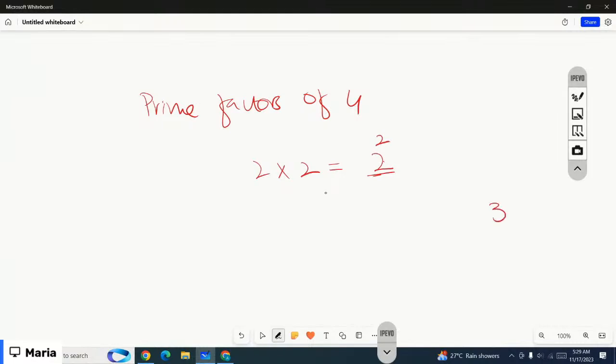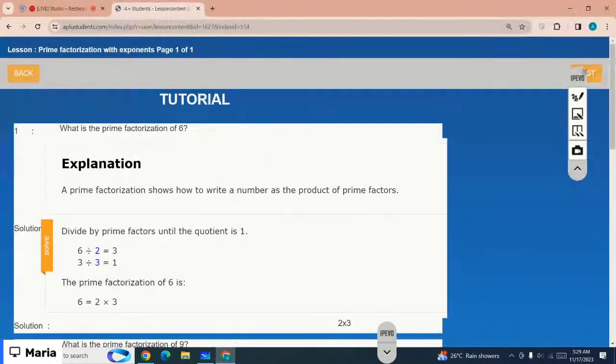3 exponent 2 means you need to multiply 3 two times, right? This exponent tells you how many times you need to multiply this number. You need to multiply the base as many times as the exponent. Got it? Let's just start with the practice questions.